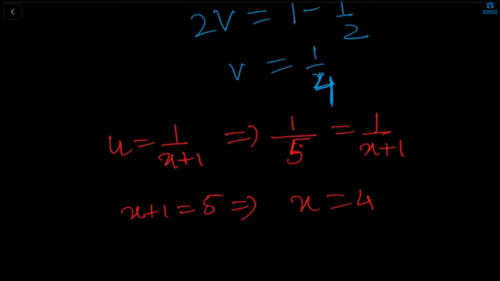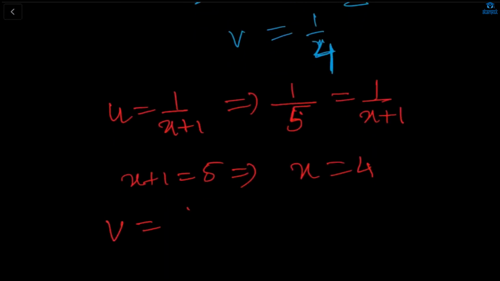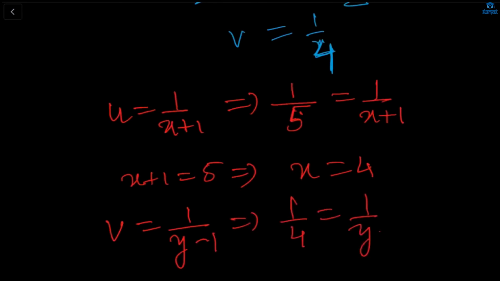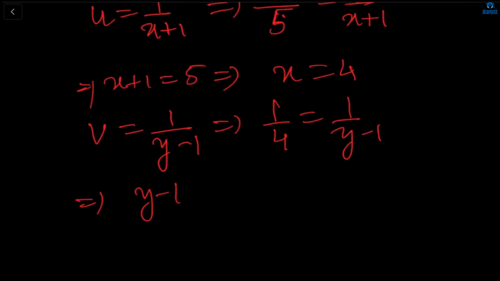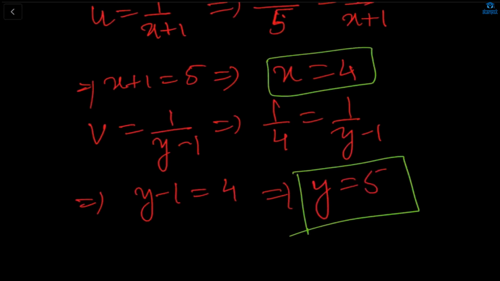Okay, now v is equal to 1 upon y minus 1, which implies that 1 upon 4 is equal to 1 upon y minus 1. Which implies y minus 1 is equal to 4. So y is equal to 5. Understood, Safiya? Any doubt? Okay. No.